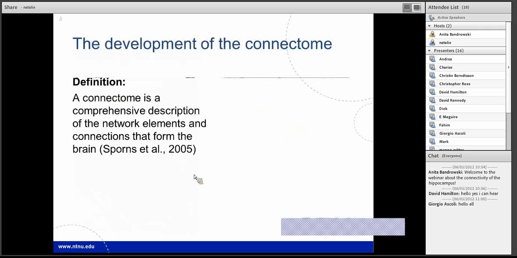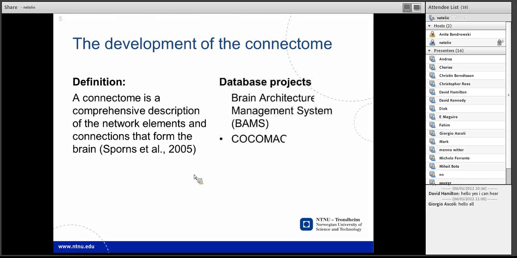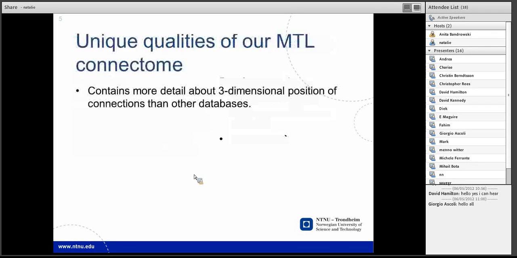In the world of brain connections, the buzzword is currently the connectome. But what exactly is meant by connectome? Olaf Sporns came up with the following definition. A connectome is a comprehensive description of the network elements and connections that form the brain. Since many scientists trust that this approach is fruitful, several concurrent attempts are being made, like the Brain Connectivity Management System and CoCoMac. We feel that our temporal lobe connectome has several noteworthy differences compared to other connectomes.